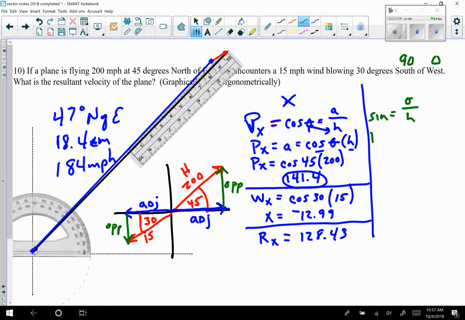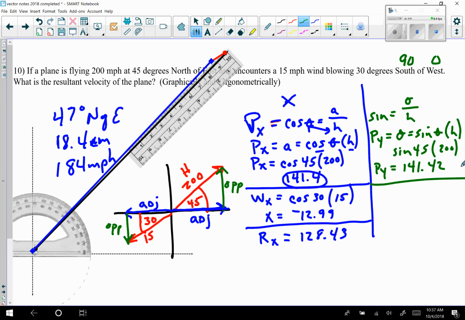Okay, so I'm going to figure out how much the plane is going in the y direction. I'm going to figure out the opposite direction. I'm going to put a little O. That's not a zero, that's an O. And the formula is going to be the sine of theta times the hypotenuse. So let's put in those numbers. The sine of 45 times the hypotenuse of 200. And that gives me sort of the same answer I had before, which is 141.42. So the plane is going a positive 141.42, or north at 141.42 miles per hour.